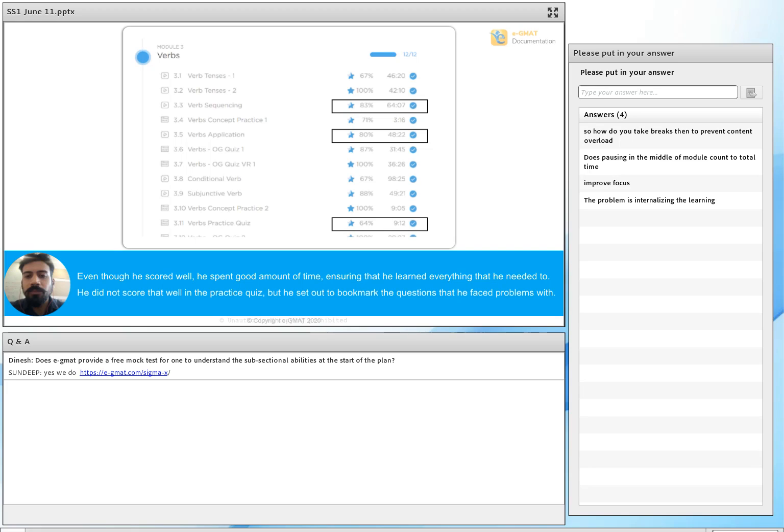Does pausing in the middle of the module count towards total time? Not in the middle of the module, in the middle of an activity, yes. So verbs is a module. This is an activity. And yes, it does count to the total time.